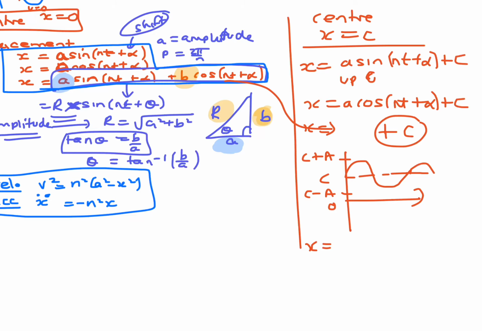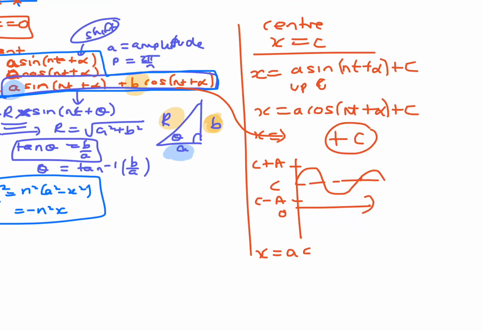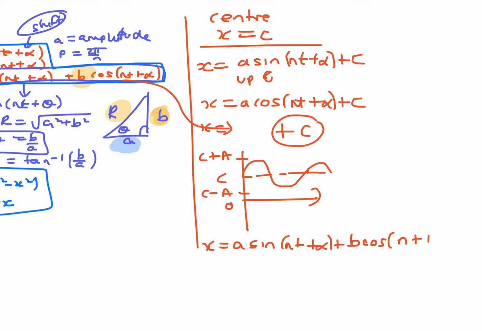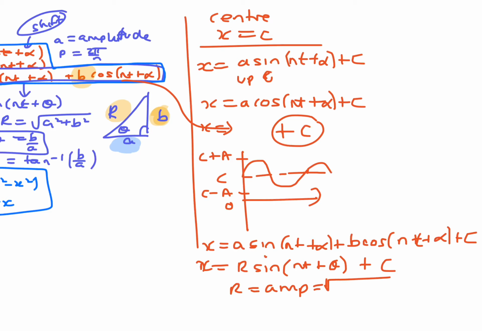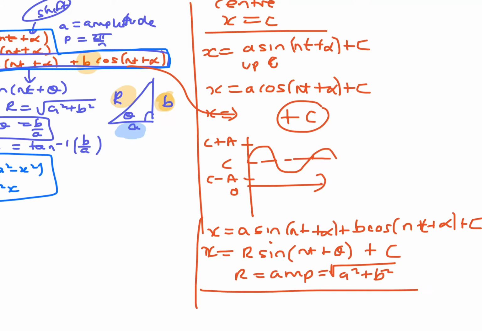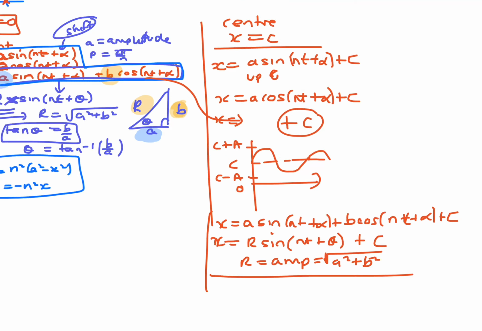Even if you had the one with the sine and the cos, so you go a sin(nt + alpha) plus b cos(nt + alpha) plus c, it means it'll just go up c. And that can then be put in the form r sin(nt + theta) plus c, as the auxiliary angle. And r is the amplitude, which is just equal to the square root of a squared plus b squared. So nothing much happens to the period and the amplitude. The whole graph is just shifted up.